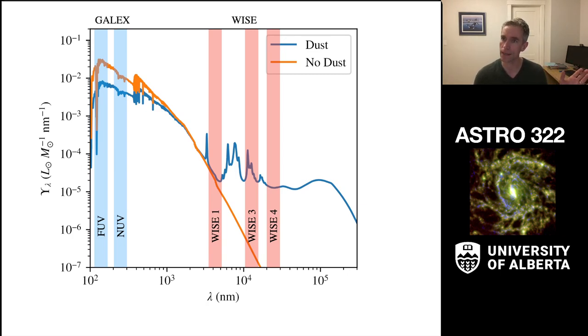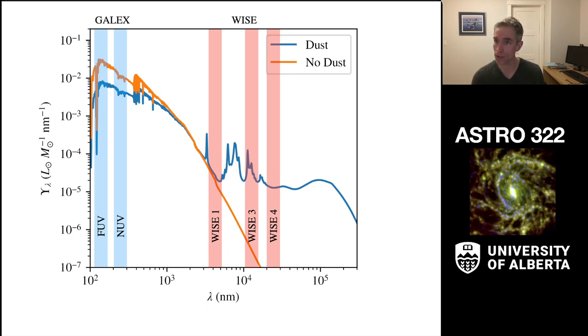On the left-hand side of the plot, what you see is that the FUV and the NUV get really attenuated by the dust. But the WISE 1 doesn't show a lot of change. It still traces that stellar continuum. And therefore, this is a great proxy for the total stellar mass in the galaxy. Additionally, it traces stars of all masses really well. And that's because both low-mass red stars and high-mass blue stars are emitting in the WISE 1 band.